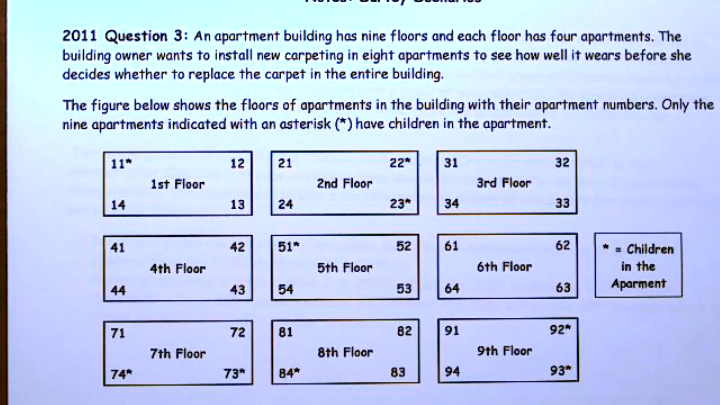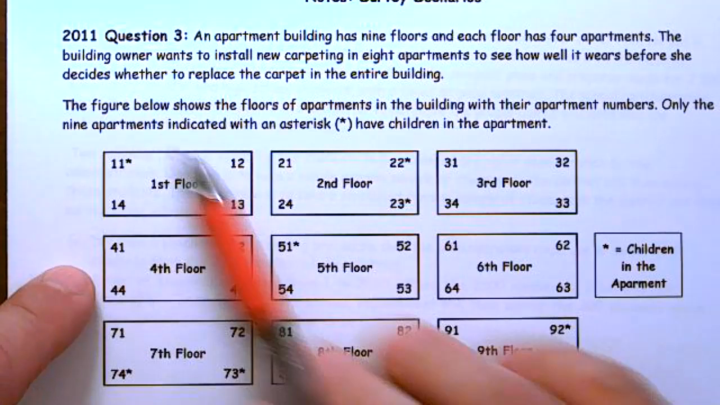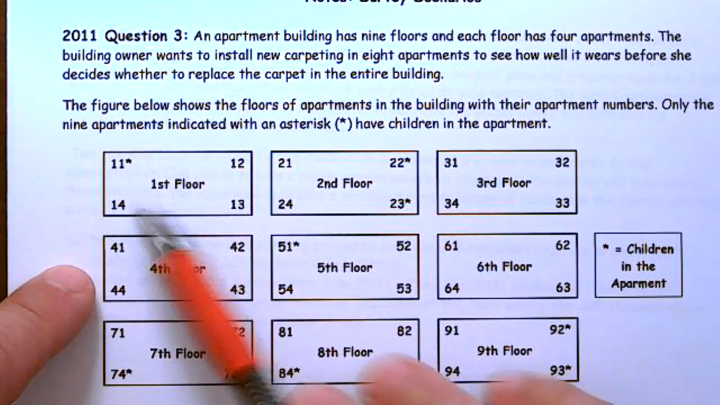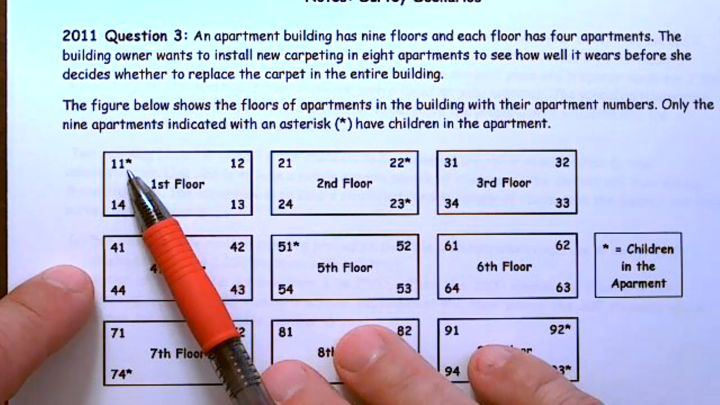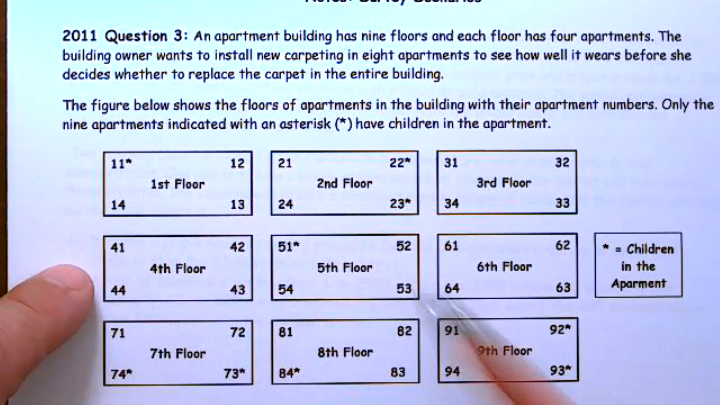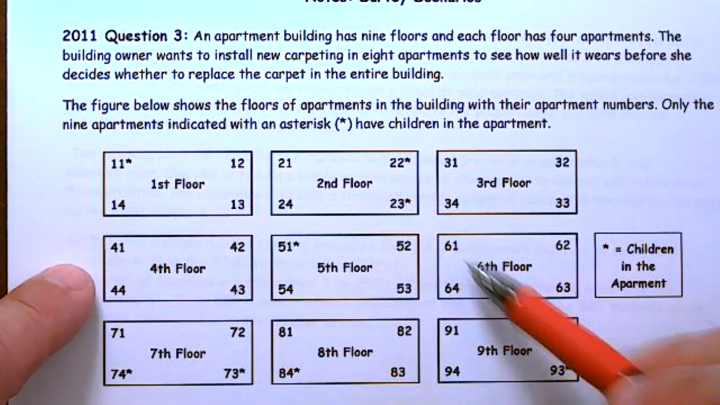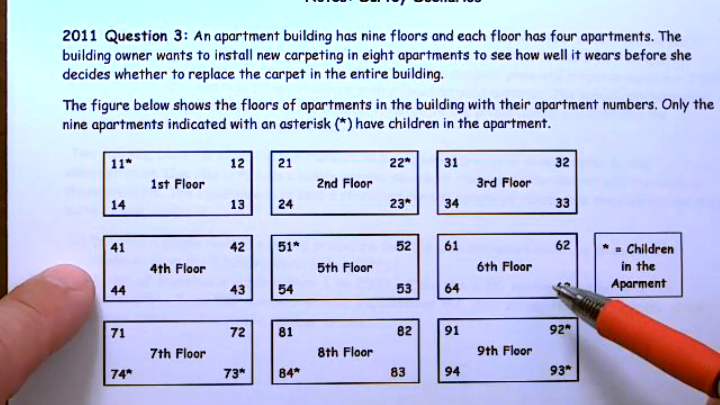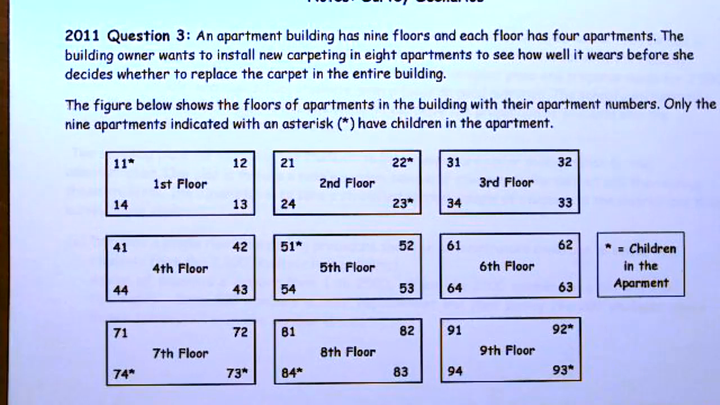The figure below shows the floors of apartments in the building with their apartment numbers. Only the 9 apartments with an asterisk have children in them. So if I looked at that, this is the first floor. There are 4 apartments, apartment numbers 11, 12, 13, and 14. I see that one has an asterisk, so it has a star by it. This is the 6th floor, and 61, 62, 63, 64: no stars, no children.